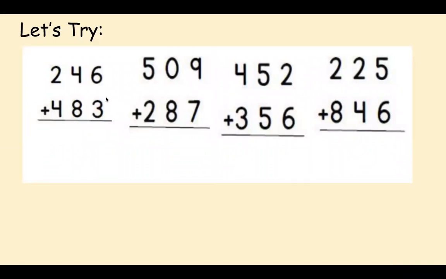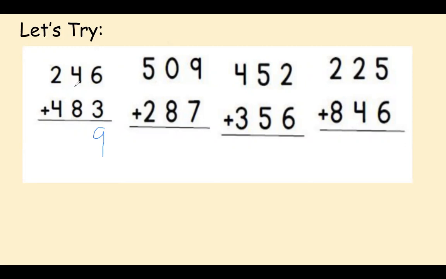I'll do the first one with you guys, and then I want you to pause the video to try the other 3. So let's do this one together. So we have, let me get my pen, 246 plus 483. So remember the first step is to add the ones. So 6 plus 3 equals, hopefully you're thinking 9. And we don't have to regroup that because it didn't go over. It didn't spill over into our tens place.